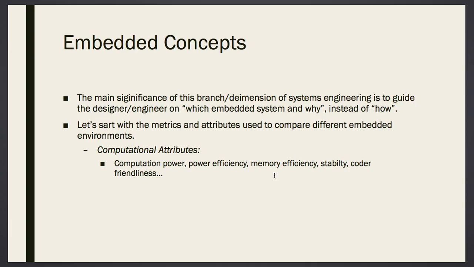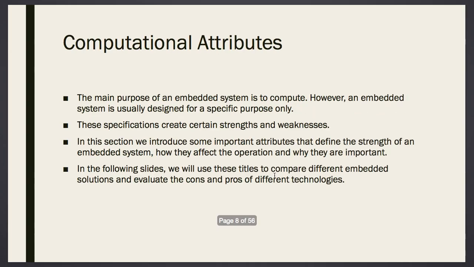So for different embedded environments, these are the attributes that we can define. We call them in general computational attributes: computational power, power efficiency, memory efficiency, stability, coder friendliness, and so on. In order to do proper systems engineering for an embedded system, first an engineer, a designer should understand these concepts, in my opinion. So we continue with those concepts, guys. We continue with computational attributes.